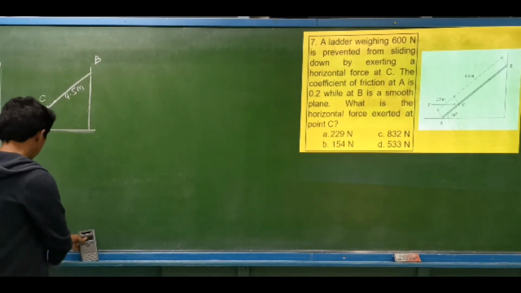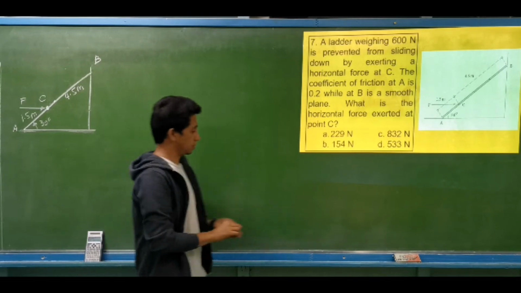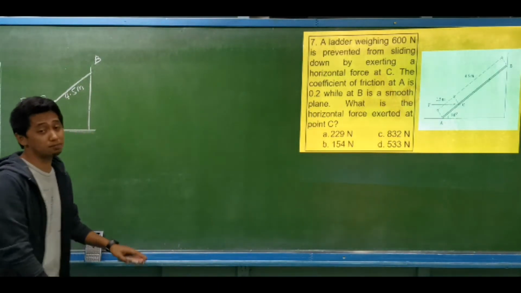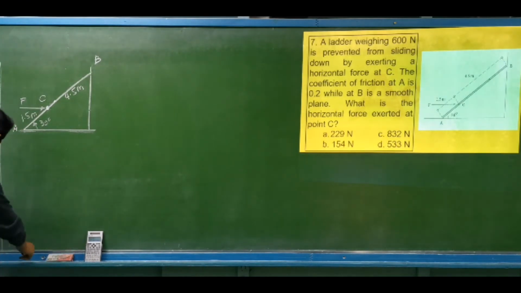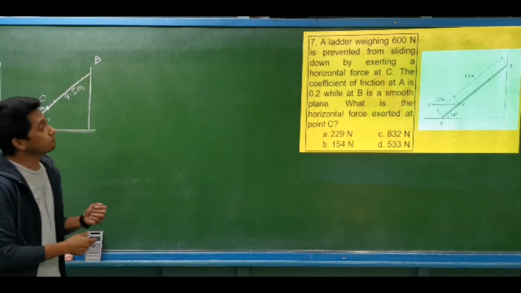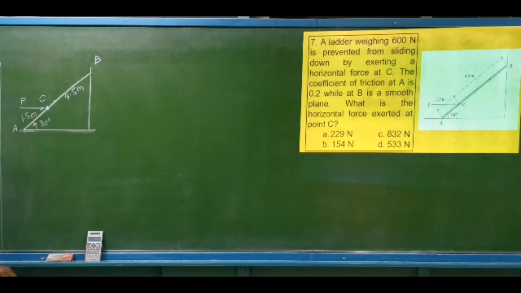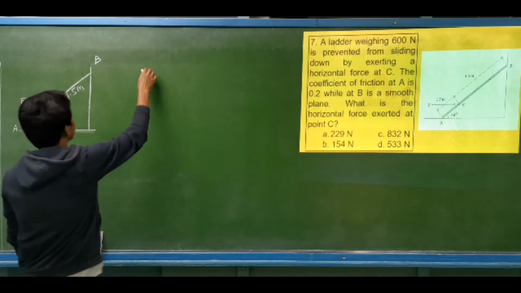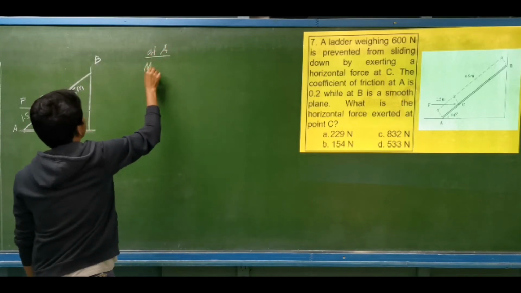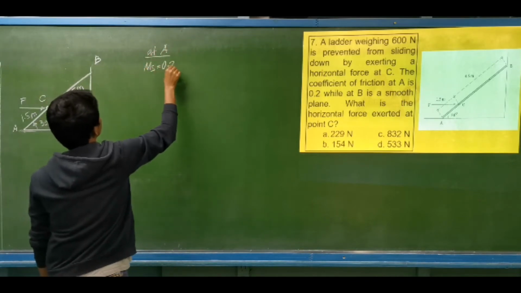So let's have this example. Also a previous board exam problem for civil engineering. We have a ladder weighing 600 newtons that is prevented from sliding down by exerting a horizontal force at C. The coefficient of friction at A, so we have this. At A, the coefficient of static friction is 0.2.